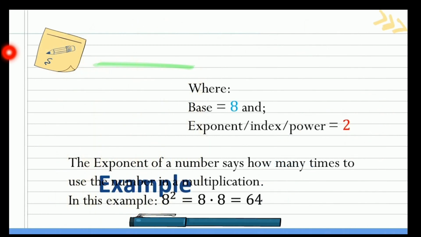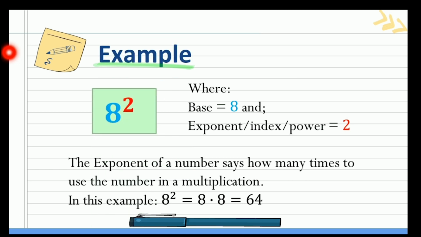We have here an example, 8 raised to 2, where 8 is the base and 2 is the exponent. The exponent of a number says how many times to use the number in multiplication. In this example, 8 raised to 2, you have to multiply 8 by itself. 8 times 8 is equal to 64.